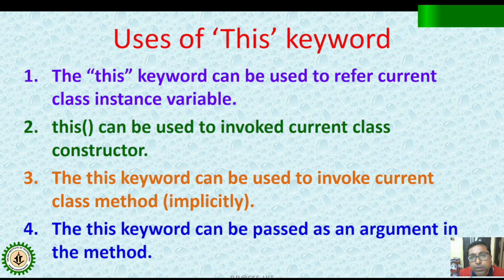Now the uses of this keyword. There are four main uses of this keyword, and those are stated here. Number 1, this keyword can be used to refer to the current class instance variable. Number 2, it can be used to invoke the current class constructor. Number 3, it can be used to invoke the current class method. Number 4, it can be passed as an argument in a method. So these are the four uses of this keyword, and we will describe these four points one by one.